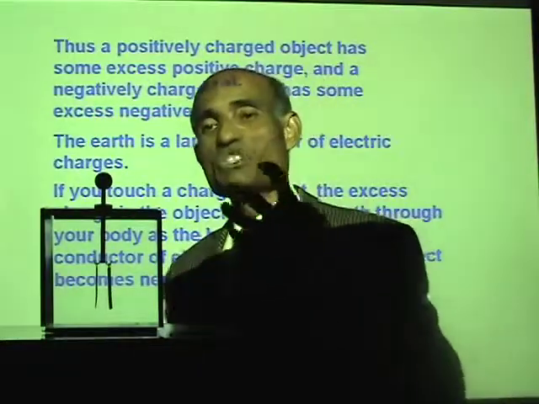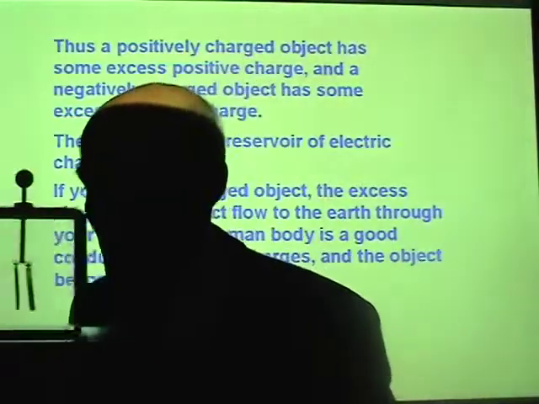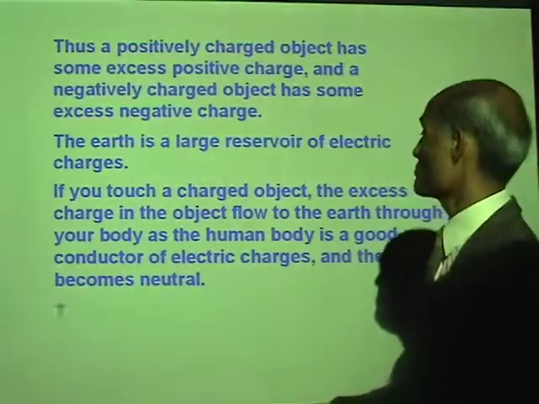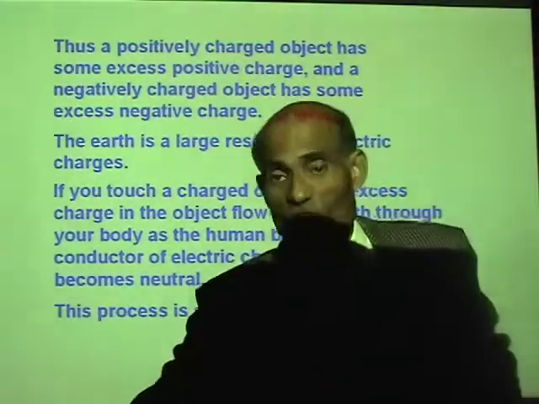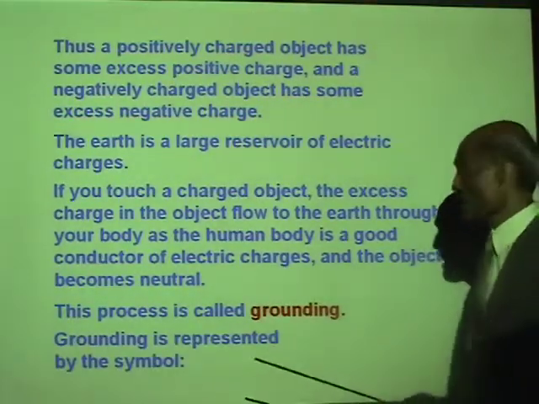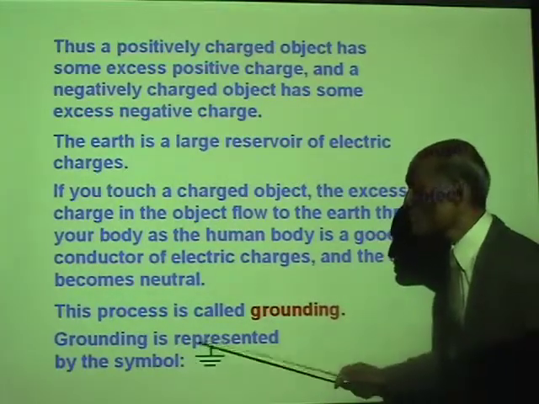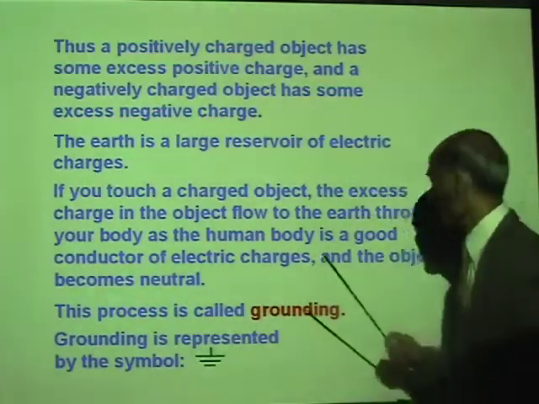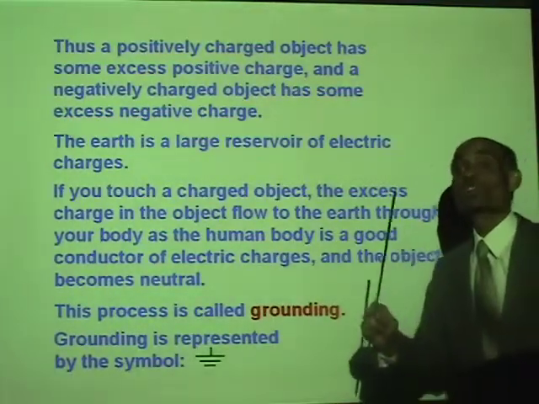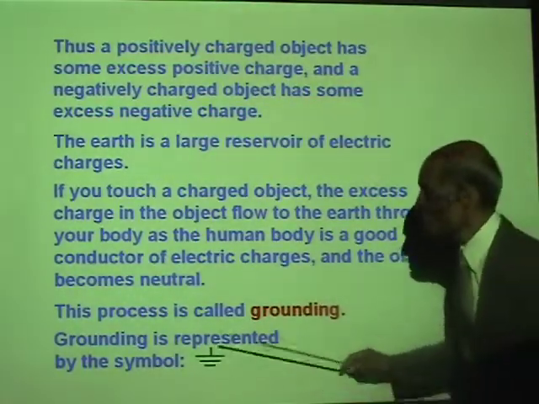So, a charged object will get neutralized when you ground it. The process of touching is actually connecting the charged object to the ground. So this process is called grounding, and we use a symbol for grounding. Look at this. This is the symbol used for grounding. In any electrical circuit, if you see this symbol, that means at that point the electrical connection has been made to the ground. Alright? So the symbol for grounding.